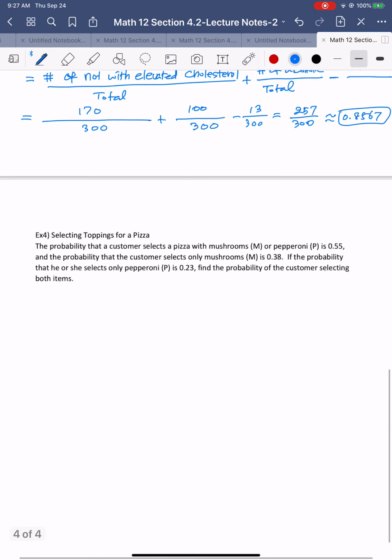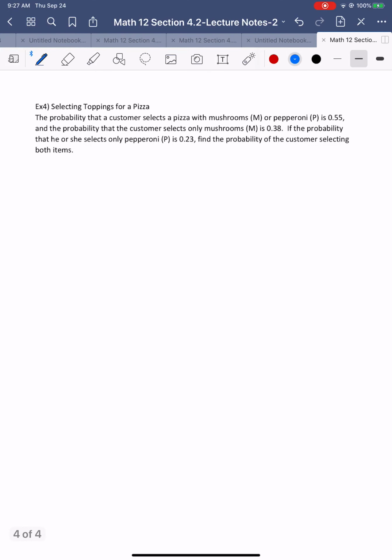Okay, the next question. Select the topping for the pizza. The probability that a customer selects a pizza with a mushroom M or pepperoni P is 0.55. The probability that the customer selects only mushroom is 0.38. And the probability that he or she selects only pepperoni is 0.23. Find the probability of the customer selecting both items, the pepperoni and the mushroom.